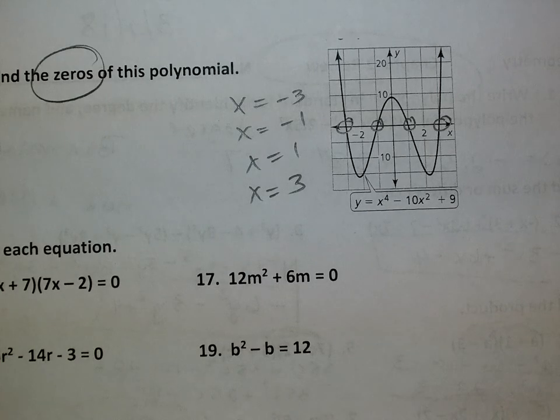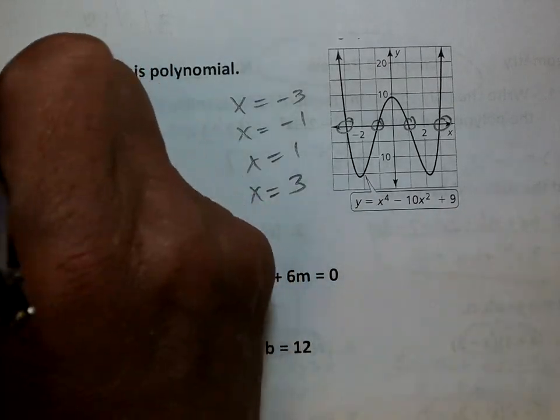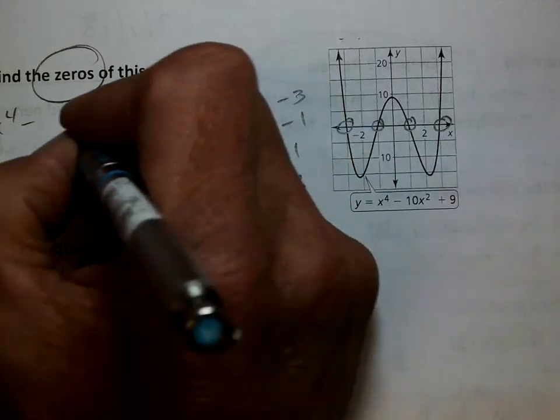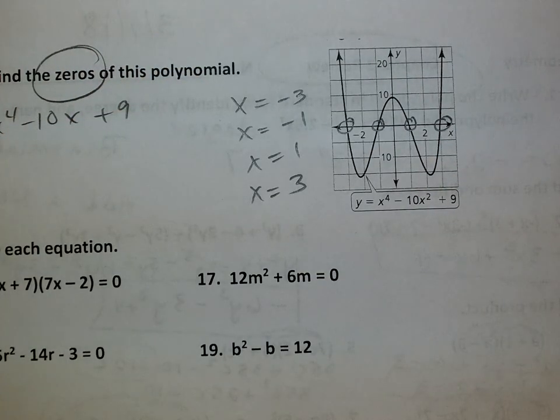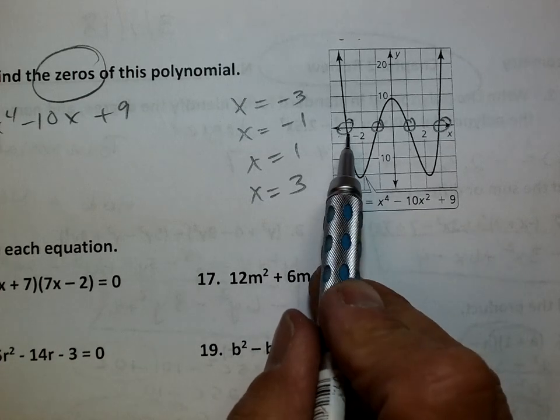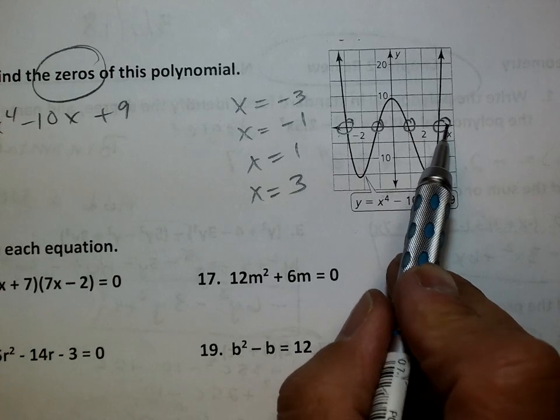Now you don't have to do this, but I'm going to show you how it works. Because the zeros say take this equation and set it equal to 0. I got an x to the 4th minus 10x squared plus 9. Okay. Let me show you how I can get these answers. The graph gives it. You guys agree? Negative 3, negative 1, 1, and 3. But the math also works.